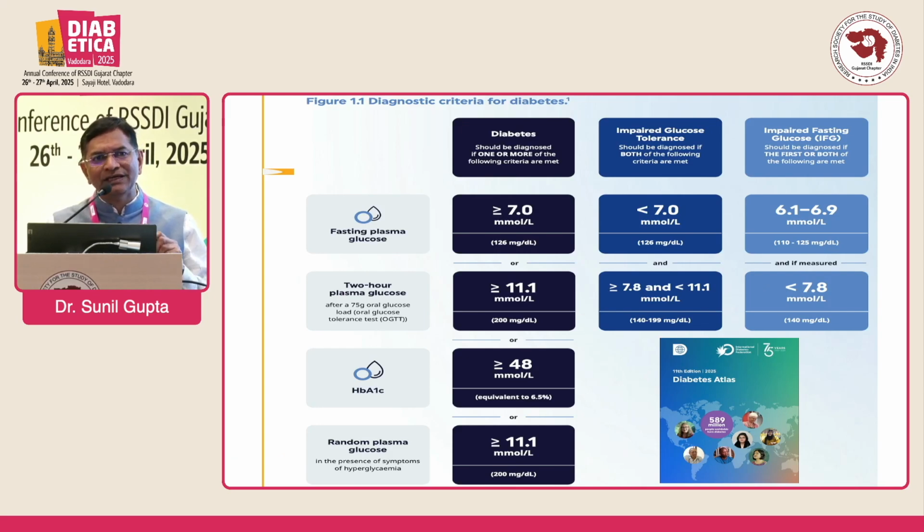Now, the diagnostic criteria. I am not going to go into detail, but this is how you are supposed to diagnose. You have all the possible tools available. You can simply go for fasting blood glucose more than 126. You can diagnose that as diabetes.